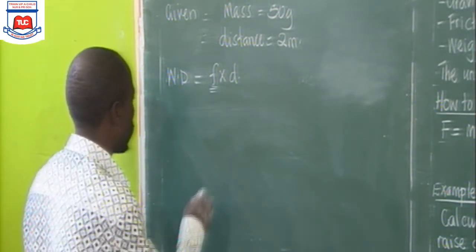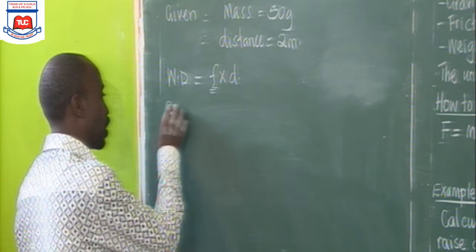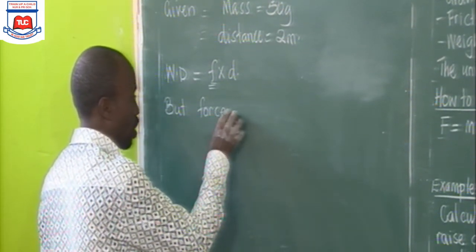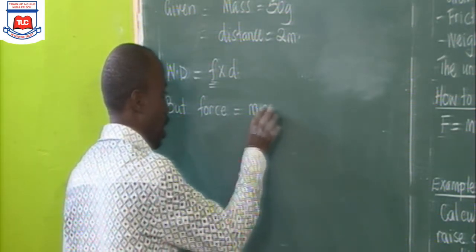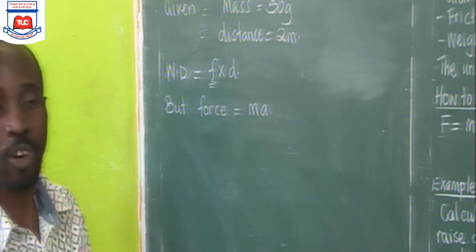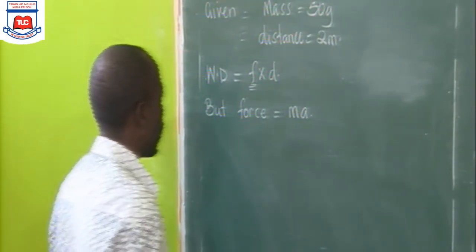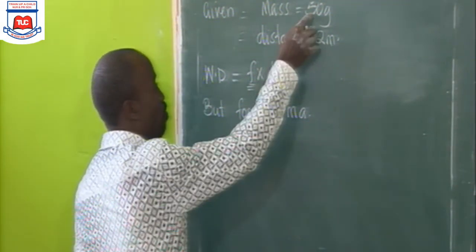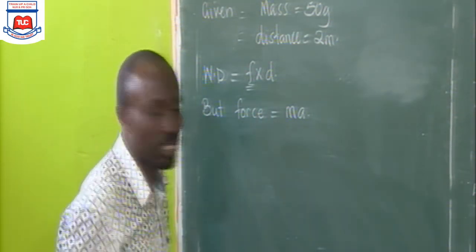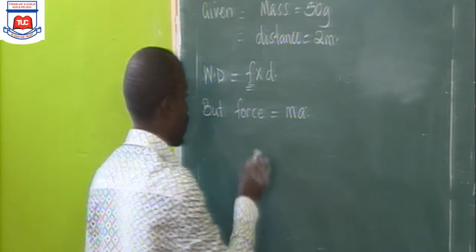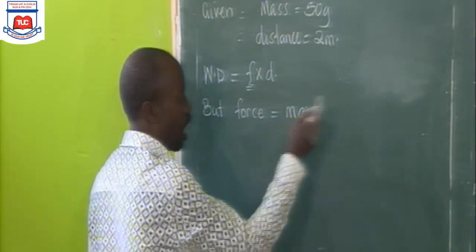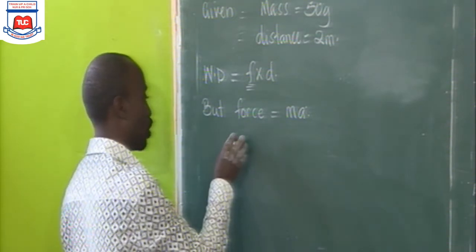Okay? So, you will say, but force is equal to MA. You have to be smart. Force is equal to MA. And now, we have mass here. Acceleration due to gravity is a constant, that is 10. It is known. Alright? Where M is mass and A is acceleration due to gravity.